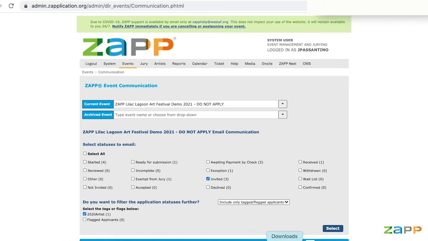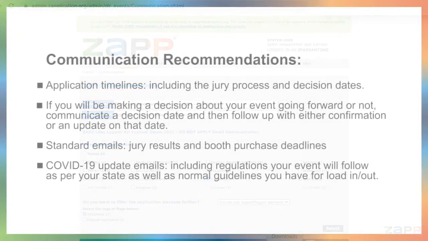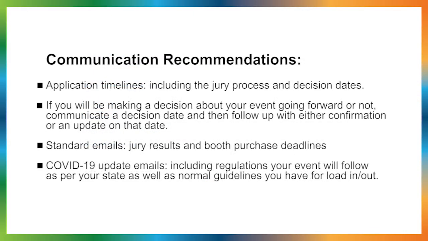So moving away from specifically rolling over from 2020 to 2021, emails you may want to consider sending in 2021 are an application timeline, including a deadline, the jury process, and your decision date. And if you're making a decision about your event going forward or not because you think you may be impacted by the virus, I would communicate that decision date once you know it, or once you know that you may be impacted, and then follow up with a confirmation or an update on that date.